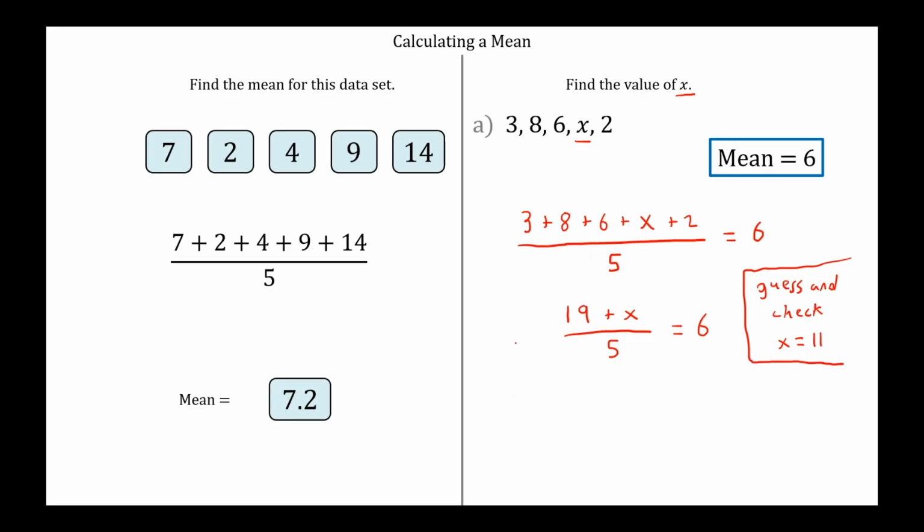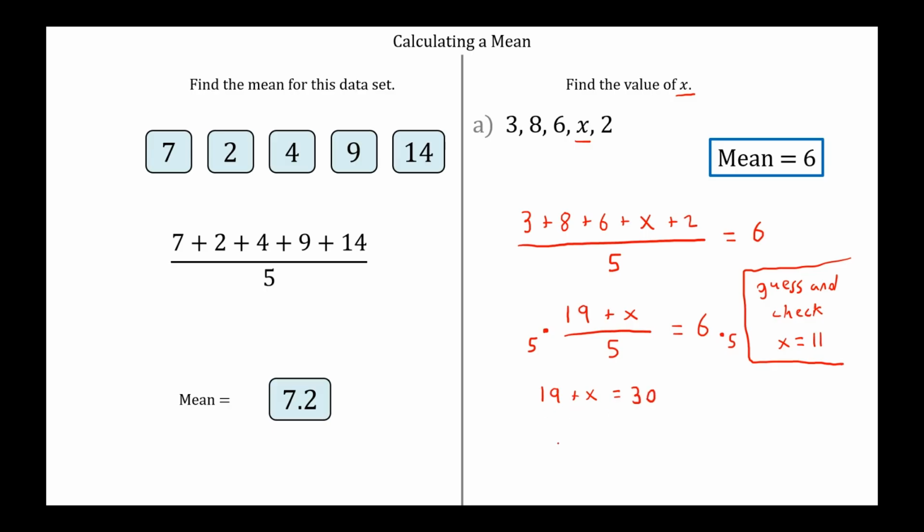If I were to solve it by solving equations, I would have to get x by itself to isolate it. So I would start by multiplying both sides of my equation by 5. And upon doing so, I'm now just going to cancel out the dividing by 5 here by multiplying by 5. So I'm just going to have 19 plus x left. And on this side, I have 6 times 5, which is going to be equal to 30.